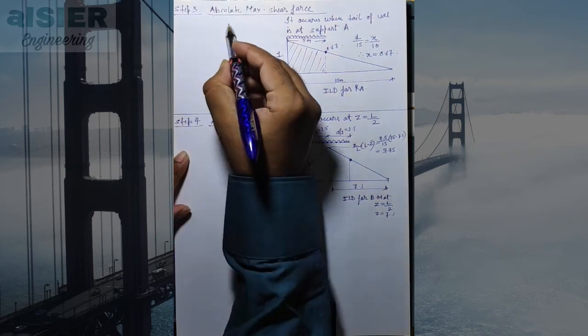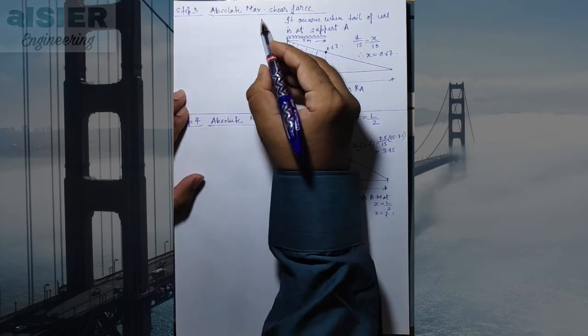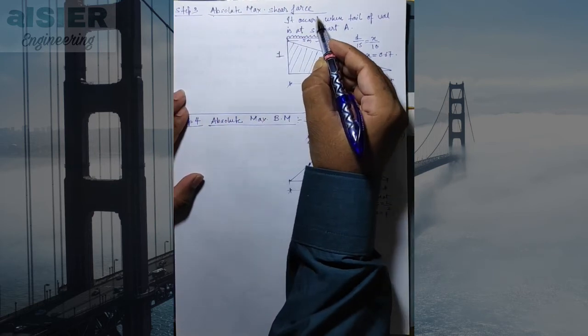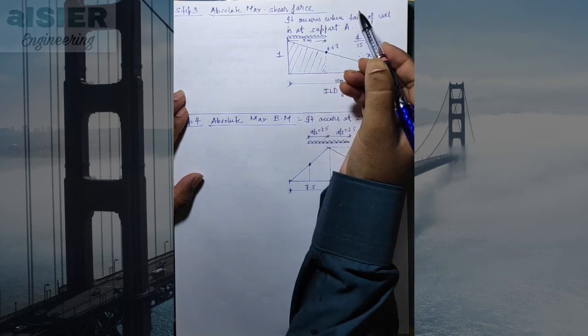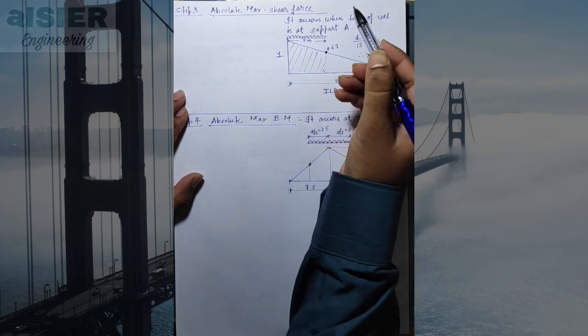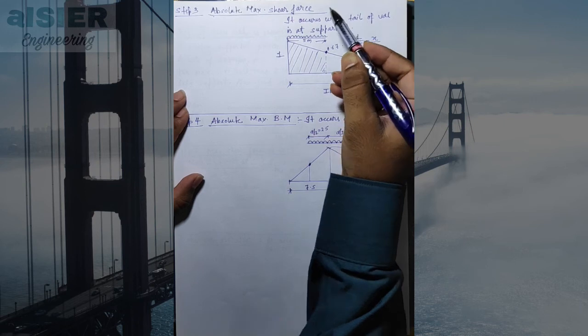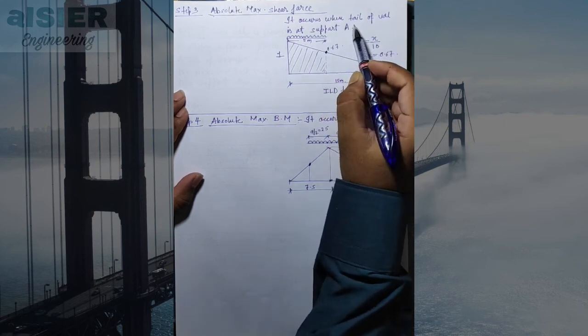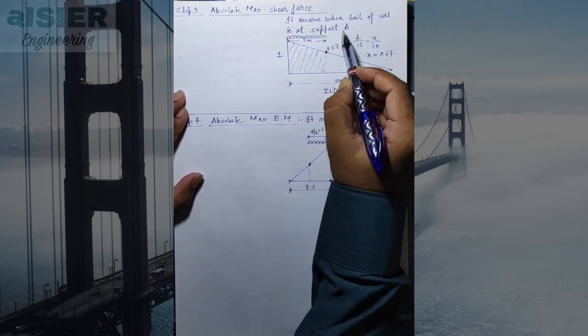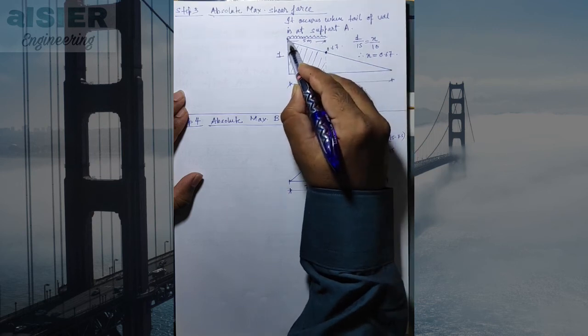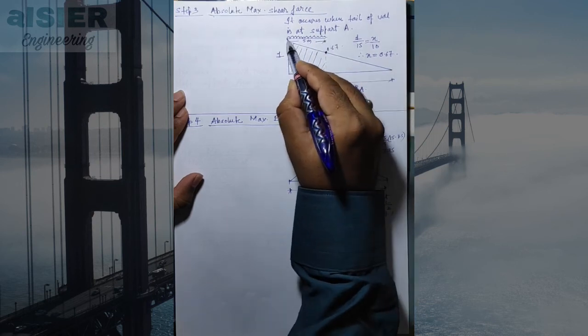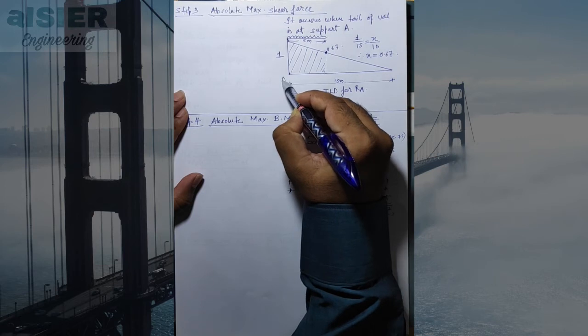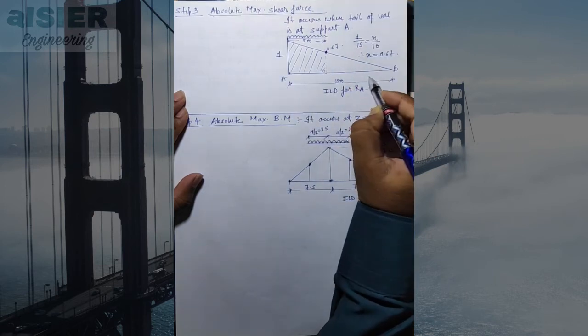Okay. Now step 3. In this step we will calculate absolute maximum shear force. Now while calculating absolute maximum shear force, there is no relation with the section, right? And it occurs when tail of UDL is at support A. Now here you can see the tail of UDL is at support A. Let us say this is support A and this is support B.